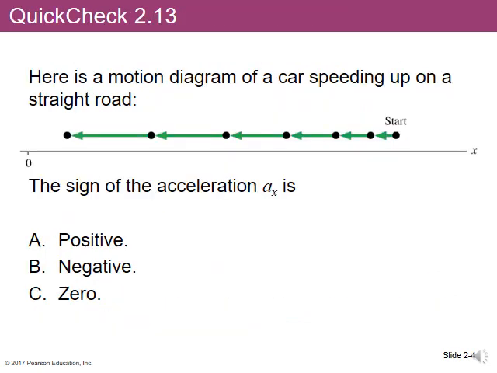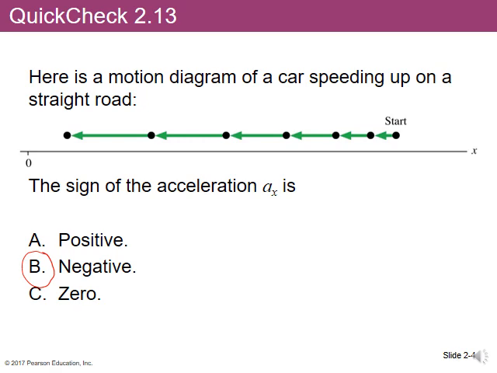Here's a quick question showing a motion diagram of a car speeding up and moving on a straight road. What direction is the acceleration? I'll give you just a second to think about this. Did you pick that the acceleration is negative? That's correct. Why is it negative?